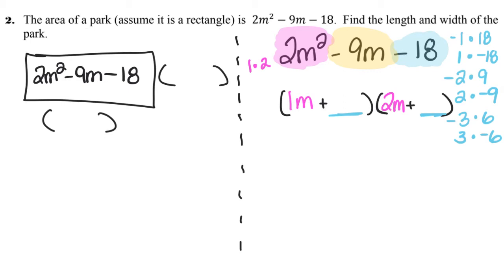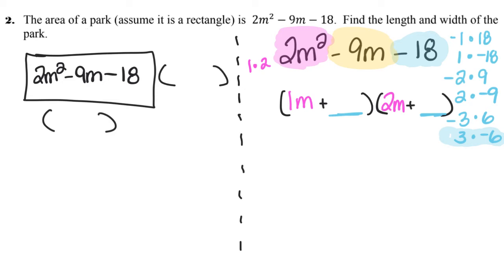I might venture more towards the 3 and 6 combo and pick one of those. So I'm going to just try, I'll start at the bottom of the list here. Let me pencil in a 3 and a negative 6. Okay, so I'm going to start by putting the 3 here.